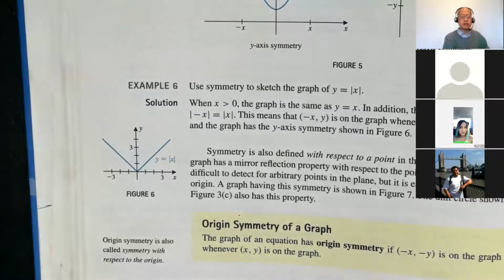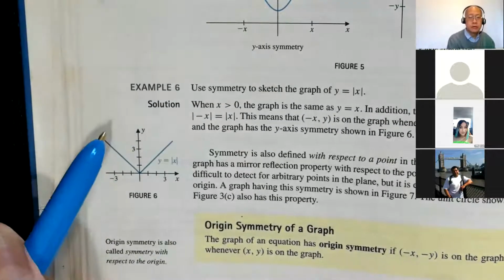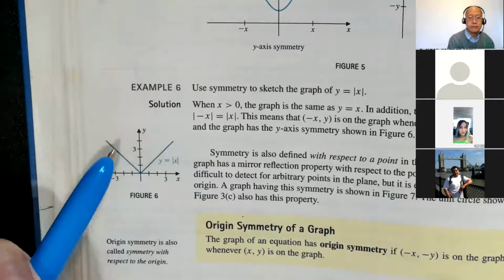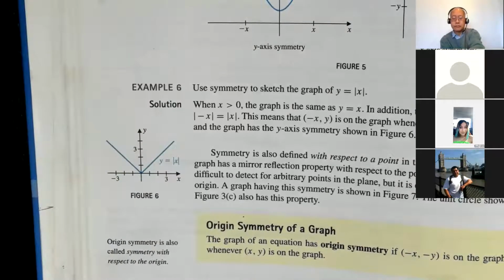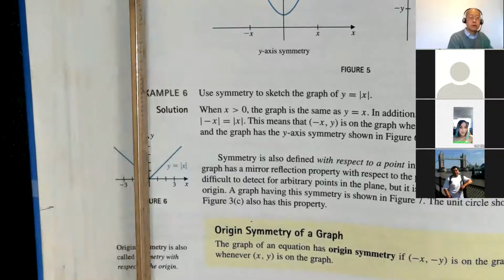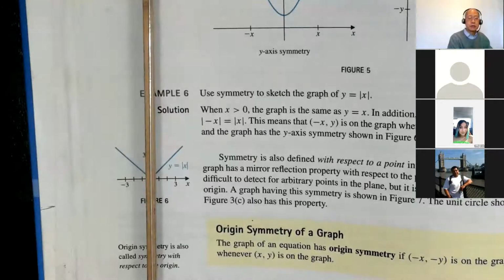Here's the absolute value function. Remember the absolute value function? It looks like a V. It has what kind of symmetry? Y-axis symmetry. Yes, right.